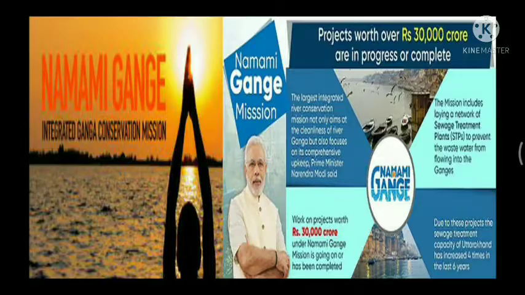Now, next up we have the Namami Gange program. So the Namami Gange program is an integrated conservation mission approved as a flagship program by the Union government in June 2014. And its main objective was the effective abatement of pollution, conservation and rejuvenation of the national river Ganga. Okay, the initiative was taken by our Honorable Prime Minister Narendra Modi ji. Okay, so these are all the facts about the Namami Gange program.